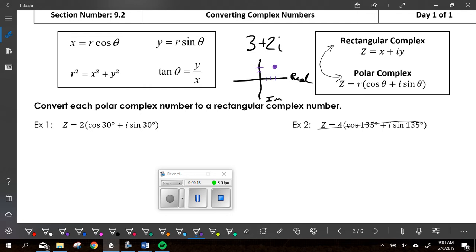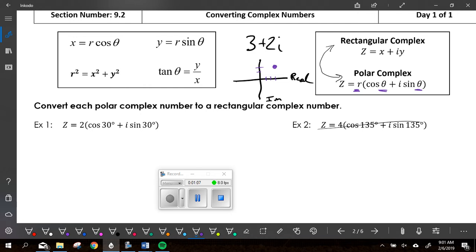Polar complex looks like this. Z is just a letter that often represents imaginary numbers, or complex numbers, so that's what we're calling it. Z equals r cosine theta plus i sine theta. When we set this thing up, we're always going to just be plugging in for r and theta. The cosine, the i sine, the parentheses, everything else stays the same.